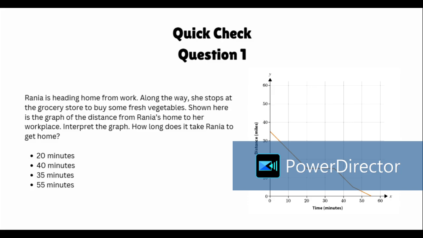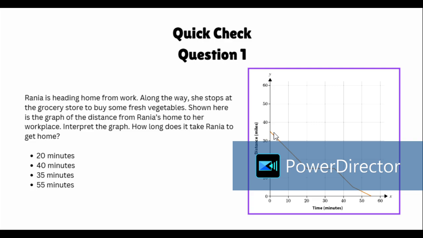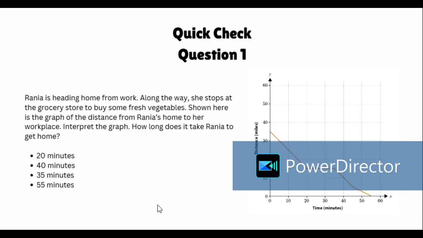Here's quick check question number 1. I will not give you this answer, but I'll tell you how to find it. Rania is heading home from work. Along the way, she stops at the grocery store to buy some fresh vegetables. Shown here is the graph of the distance from Rania's home to her workplace. Interpret the graph. How long does it take Rania to get home? This is work. This is home. So how long does it take her to get there? You need to be looking at the minutes axis and figure out when she's home.